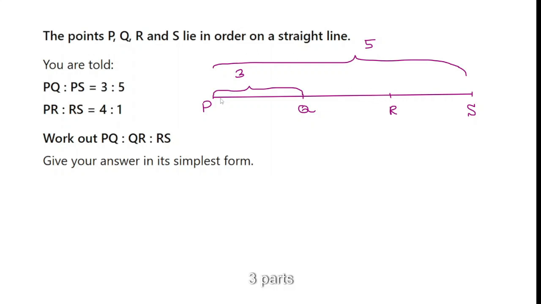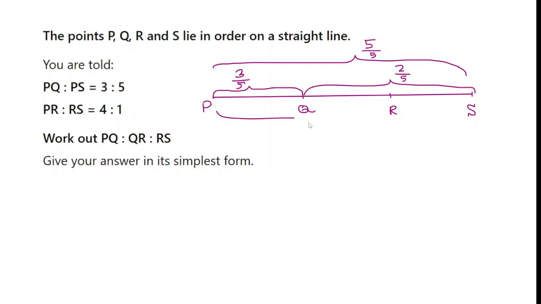3 parts here, and we know the whole thing is 5 parts. So if the whole thing is 5 parts, this is 3/5. If that is 3/5, obviously that one is the whole one. Let's call it 5/5. And this one here is obviously 2/5. PR to RS is 4:1.